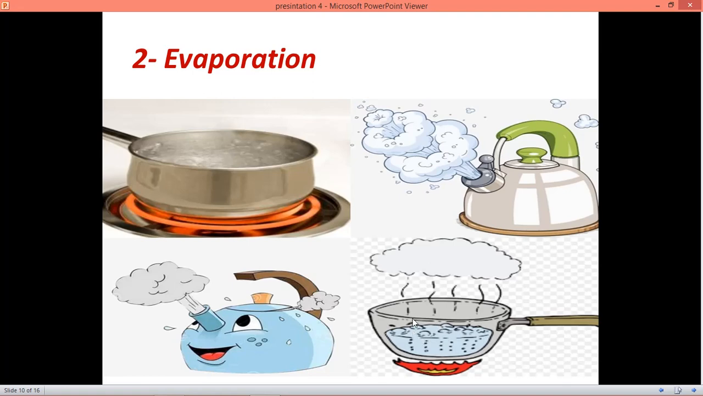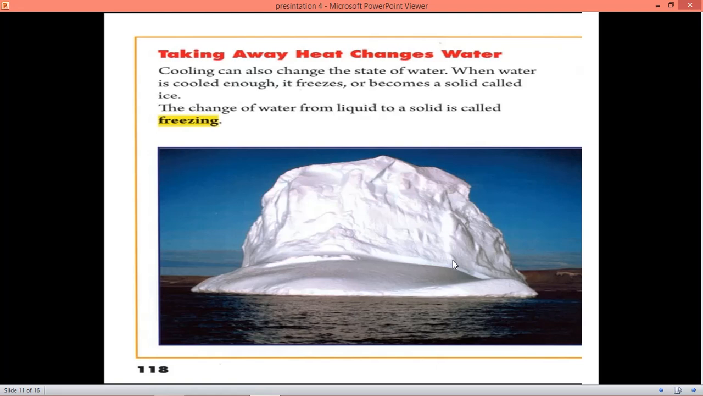Look at this picture. We have a source of heat, which is fire, and water in the pan. Then after a while, the water boils. The water changes to water vapor.